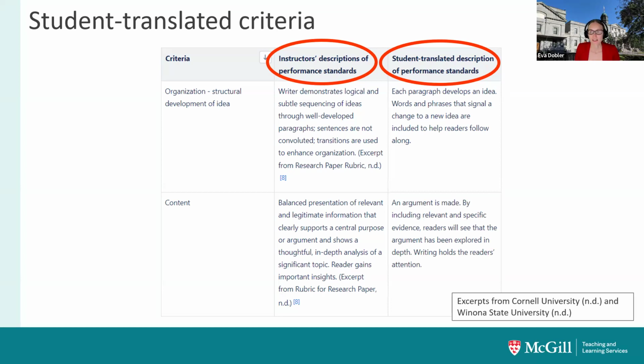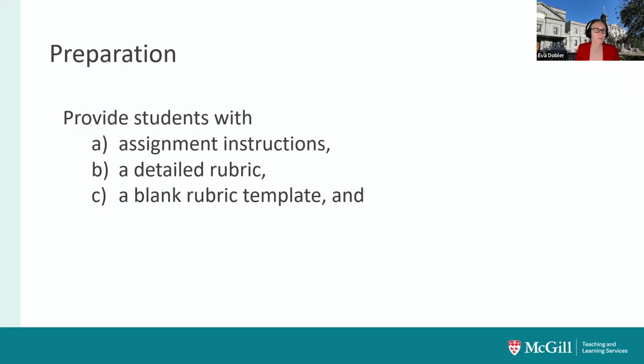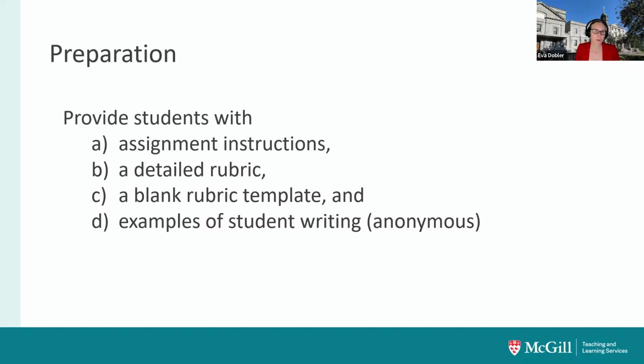Okay, the question is, how will I get to this? Now, first, you have to prepare for this. What do you need if you want to have your students translate your rubrics? Well, one thing is you have to provide students with assignment instructions. So you already have to have a clear assignment, clear instructions, and a detailed rubric for this. So this is where the strategy differs from the previous one. You also should have a blank rubric template and examples of student writing, and they should be anonymous.